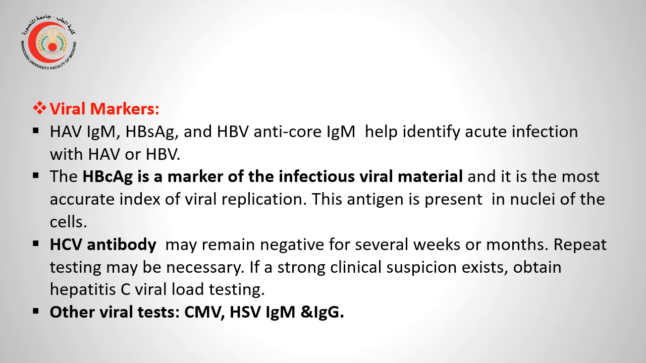The hepatitis B core antigen is a marker of infectious viral material, and it is the most accurate index of viral replication. This antigen is present in the nuclei of the cell. It is not easily detected in the serum.